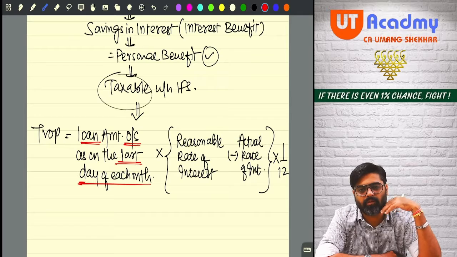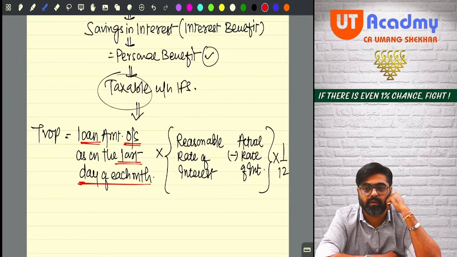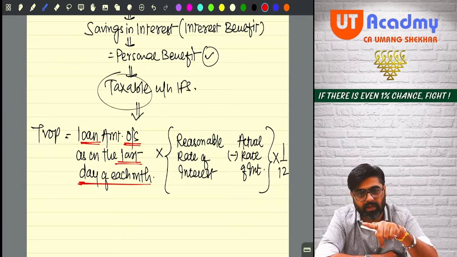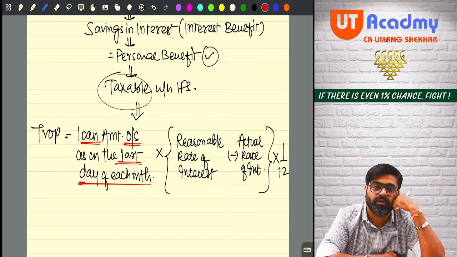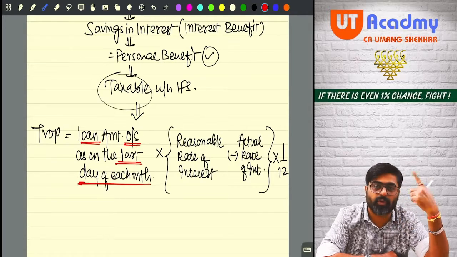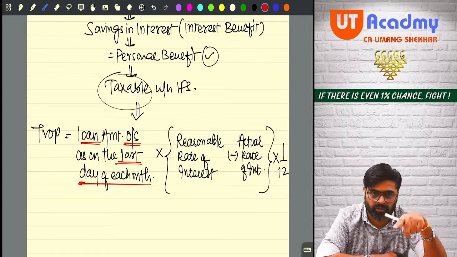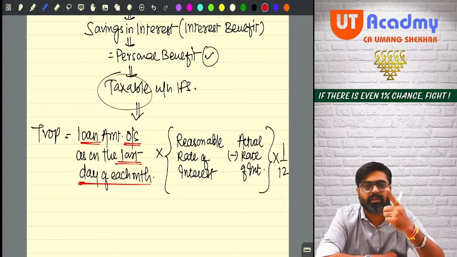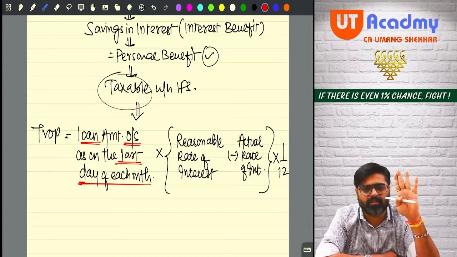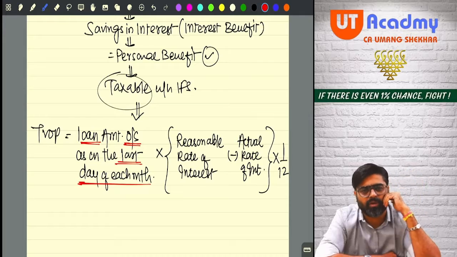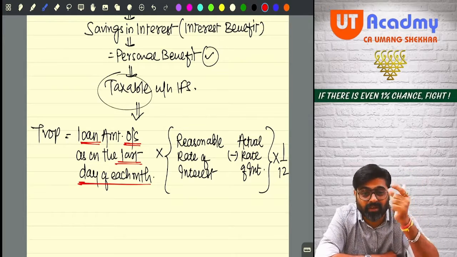So bank said that we will give you loan at 12% rate. But that same loan you are taking from your employer, and employer is not charging any interest. So what is the actual rate? 0. So entire interest which you were supposed to pay to that bank, 12%, you saved that, no? 12 minus 0 will be 12% savings on that loan. Or for example, the employer is charging only 6%. So 12 minus 6, 6% you are saving on this loan, no?